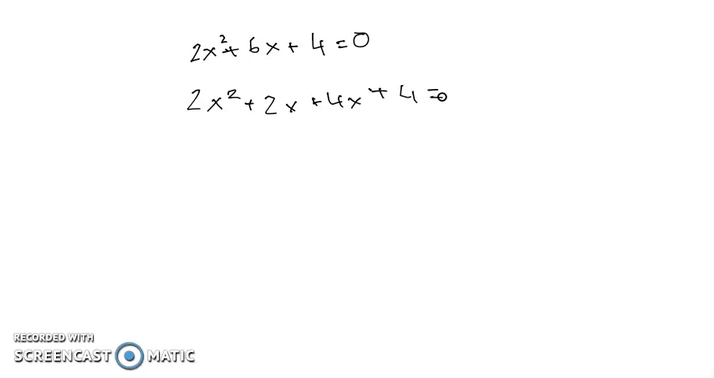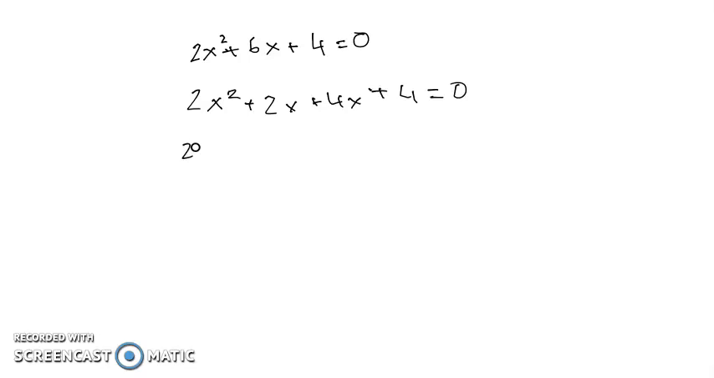Now, if we had 2x squared plus 6x plus 4 equals 0, we're looking for two factors that multiply to 2 times 4, 8, and add to 6. I think of 2 and 4. So what we do is 2x squared plus 2x plus 4x plus 4 equals 0.